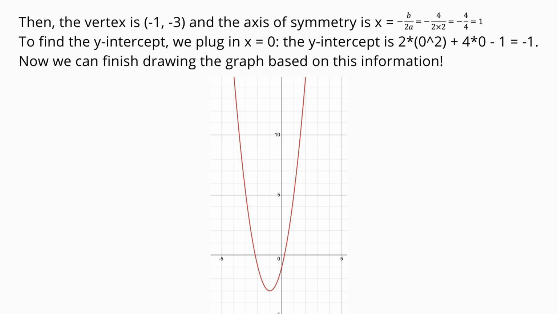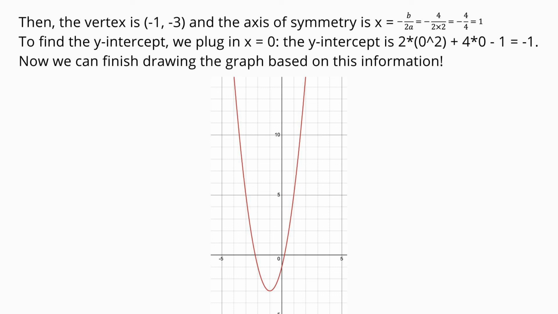Then the vertex will be equal to negative 1 comma negative 3, and the axis of symmetry will be x equals negative b over 2a equals negative 4 over 2 times 2 equals negative 4 over 4 equals negative 1. To find the y-intercept, we plug in x equals 0. Then the y-intercept will be 2 times 0 squared plus 4 times 0 minus 1 equals negative 1.